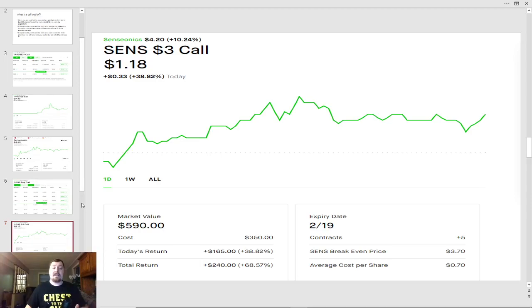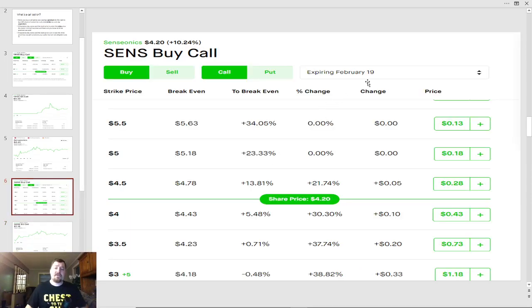These are very short term. There's another layer to this cake here, which is expiration date. So this one expires this Friday. Now, the more time you go out, there's going to be a time premium added to it because the chances of it hitting that price by that expiration date are greater. There's a little bit of time premium added onto that contract. So that's another thing to keep in mind.